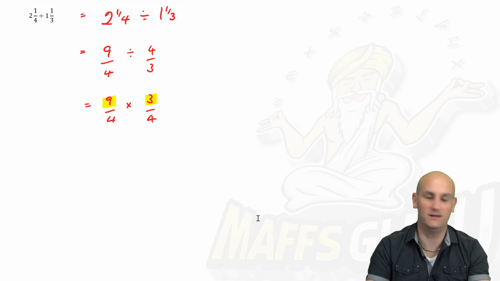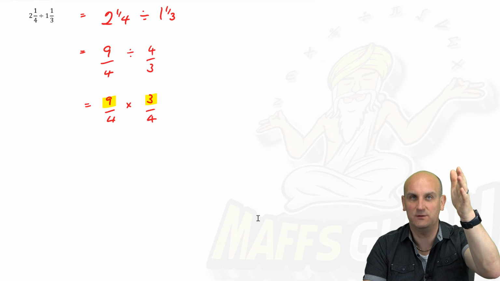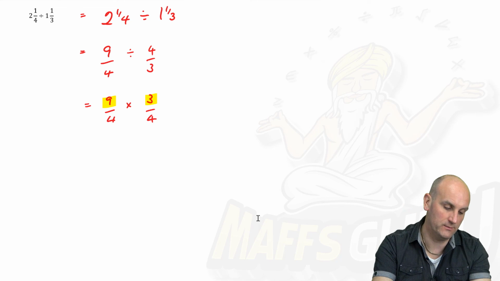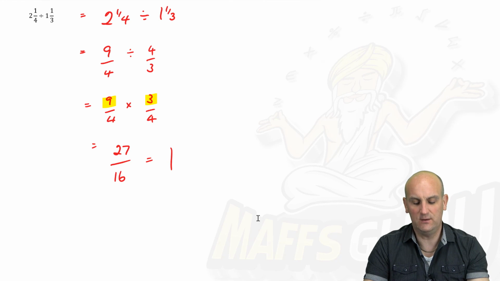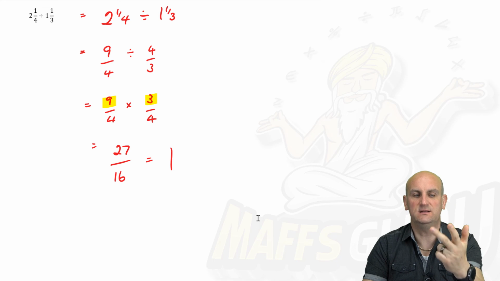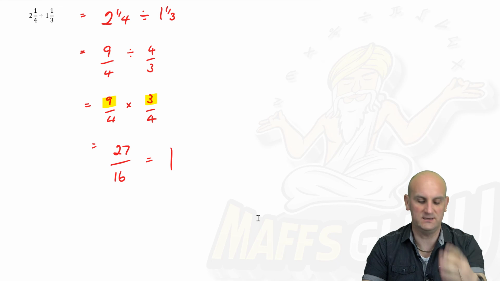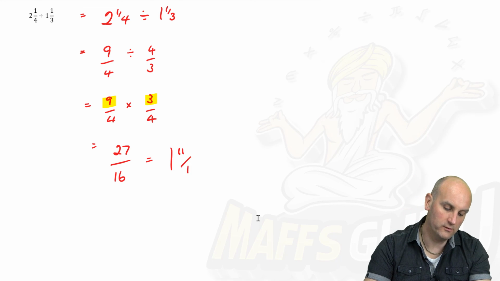Yes, they can, but not in fractions. One of the numbers has to be on the top. One of the numbers has to be on the bottom. And so that becomes 27 on 16. 16 is going to there once. 16 and 11 left over, so 1 and 11 on 16.